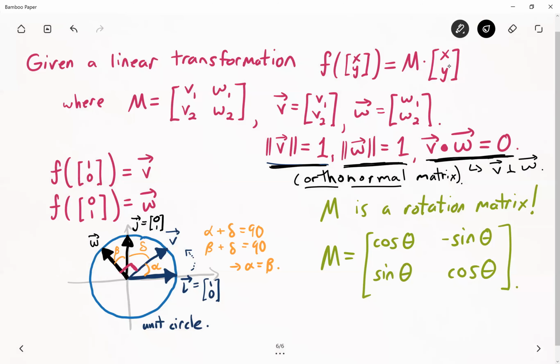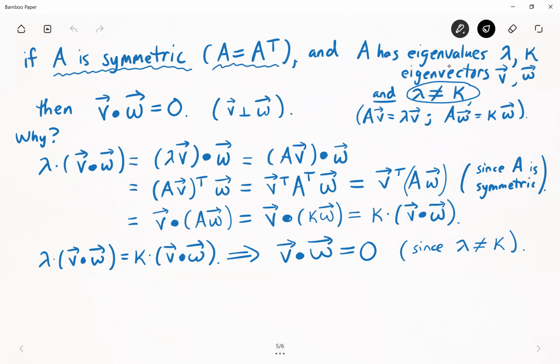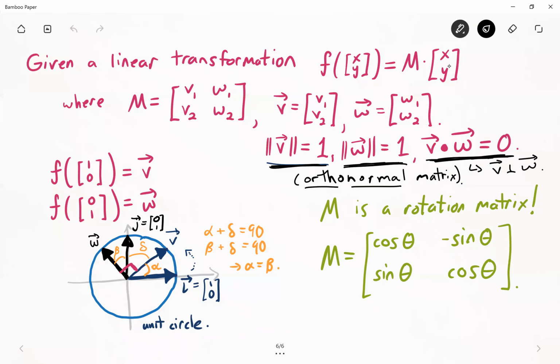Excellent. Now, what does this have to do with what we were talking about before? Well, if we go back a slide, a symmetric matrix, we might have something like this. So let's go ahead and talk about diagonalization.